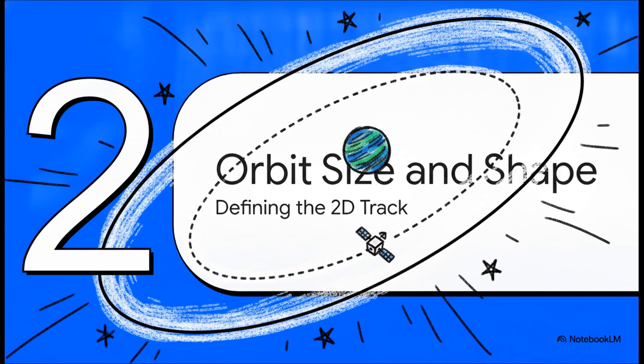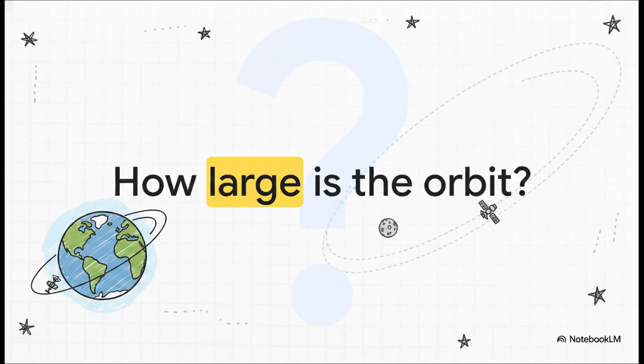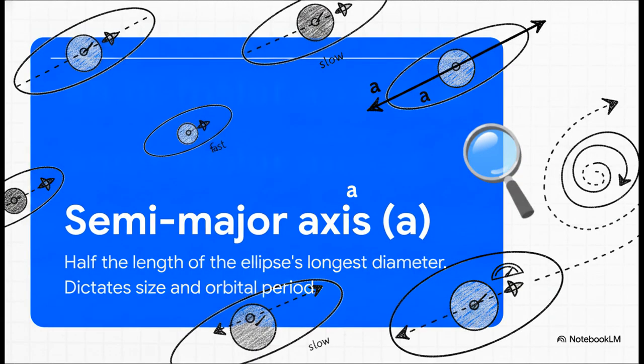Let's define our 2D track. So before we even worry about three-dimensional space, we need to draw the actual track our satellite is going to run on. And every single orbit starts with one simple question about its overall scale. How large is the orbit? Are we just skimming the top of the atmosphere, or are we soaring hundreds of thousands of kilometers out toward the moon? We answer that question with our very first element, the semi-major axis. It's represented by the lowercase letter a.